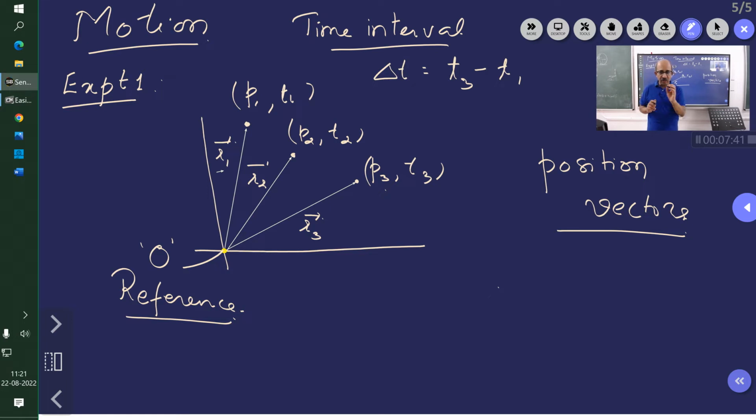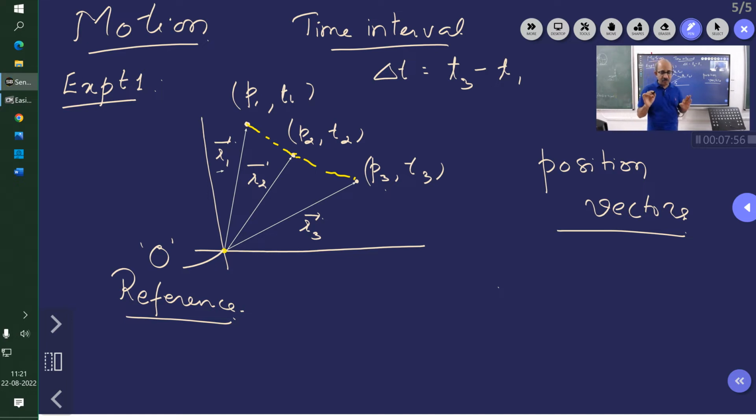What do you mean by continuous motion? It went on occupying different positions at different instants of time. And therefore, the body is in motion.